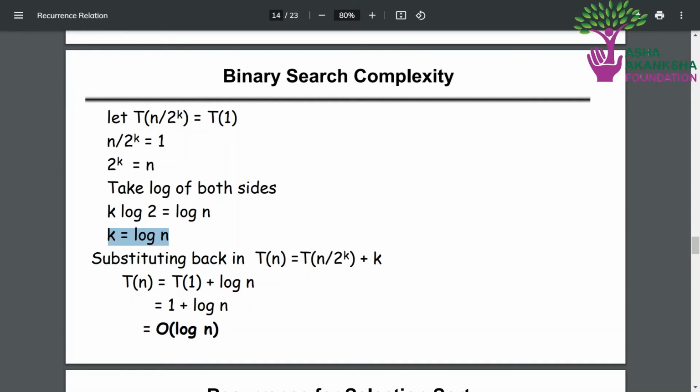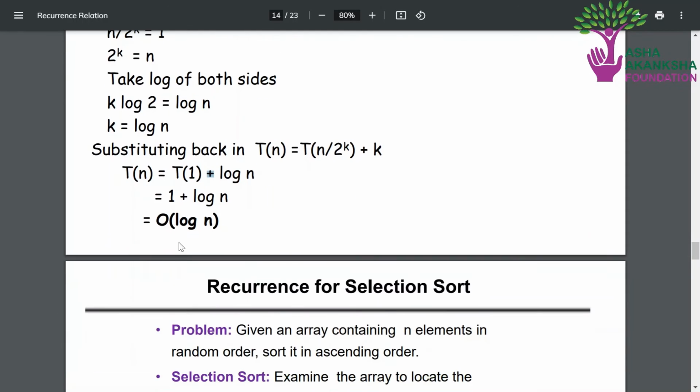So if we substitute this back in the equation, we will get T of n equals T of n by 2 to the power of k plus k. So we can say that T of n equals T of 1 plus log of n, or T of n equals 1 plus log of n, because this is a boundary condition that T of 1 equals 1. So we can say easily that T of n is big O of log of n. This is just the basic big O notation. If you have any queries, you can refer back to the previous lecture.